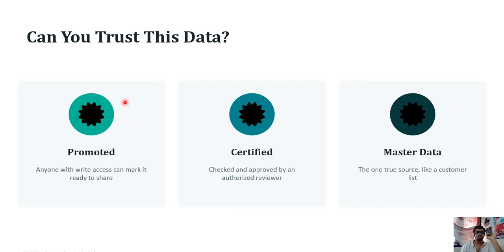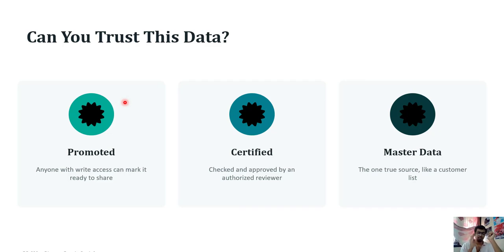Now, how can we trust the data? We searched for data, but we need to validate or confirm whether this data is trustworthy or not. Not all data are equal. Some data are ready to use, and some data are not checked yet. So we need some kind of endorsement for that purpose.